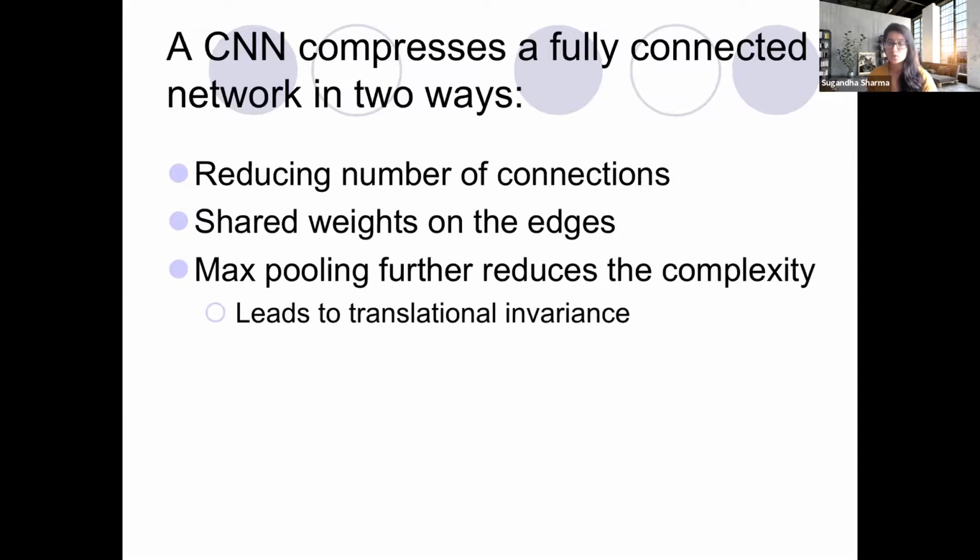And it also leads to translation invariance, because when you are taking a region of the image and you're just taking the max of the activation, this means that small changes in the activations of the units wouldn't make much difference in the processing of the network. So that leads to this property called translation invariance, which means that even if your input images were slightly perturbed, you would still get good results.